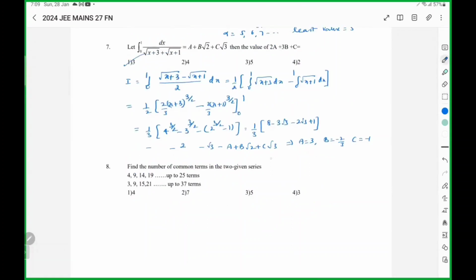Here 2a plus 3b plus c will be 6 minus 2 minus 1, which is 3.